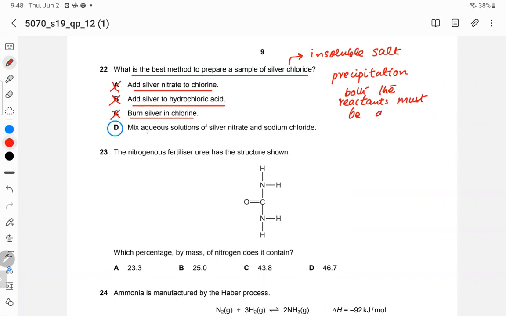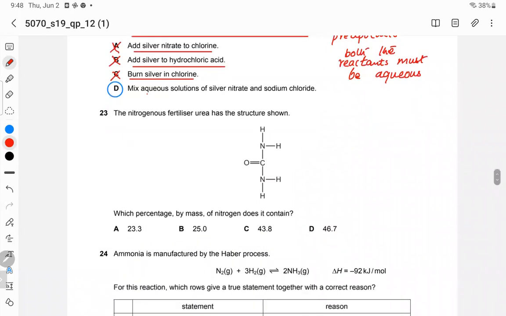Must be aqueous solutions. वो aqueous solutions होने चाहिए. ठीक है? भाई यहाँ तक क्लियर है सबको? Yes, sir. D, sir, clear.